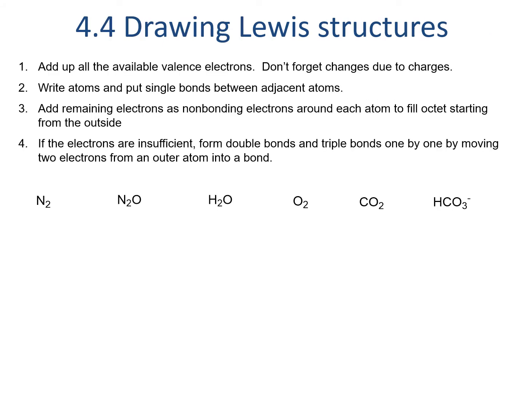Now we can have a chance to work through some examples. I put an abridged version of the steps we just talked about at the top of the slide as a reminder. Our first example on the left is N2, nitrogen. We start by finding how many electrons we have to work from. Each nitrogen brings 5 valence electrons, so we have 10 electrons.